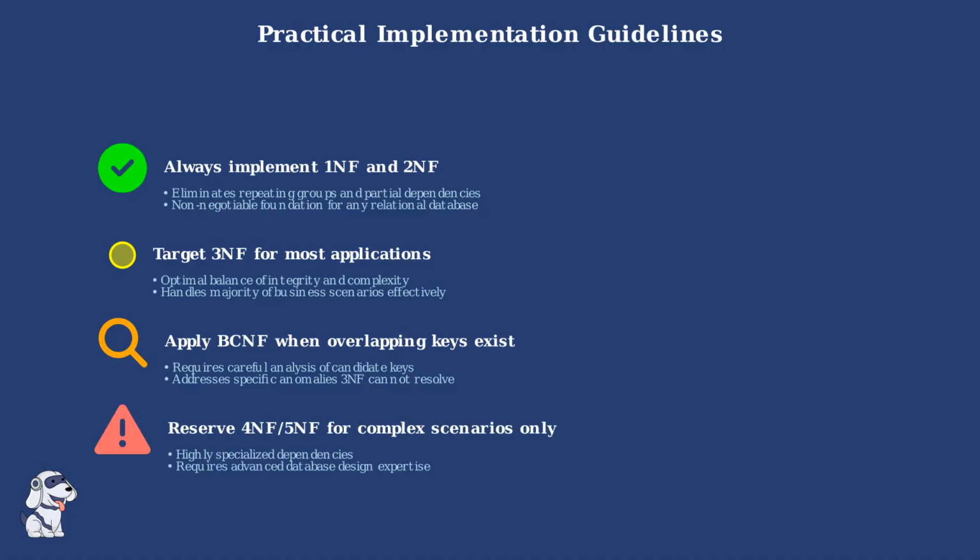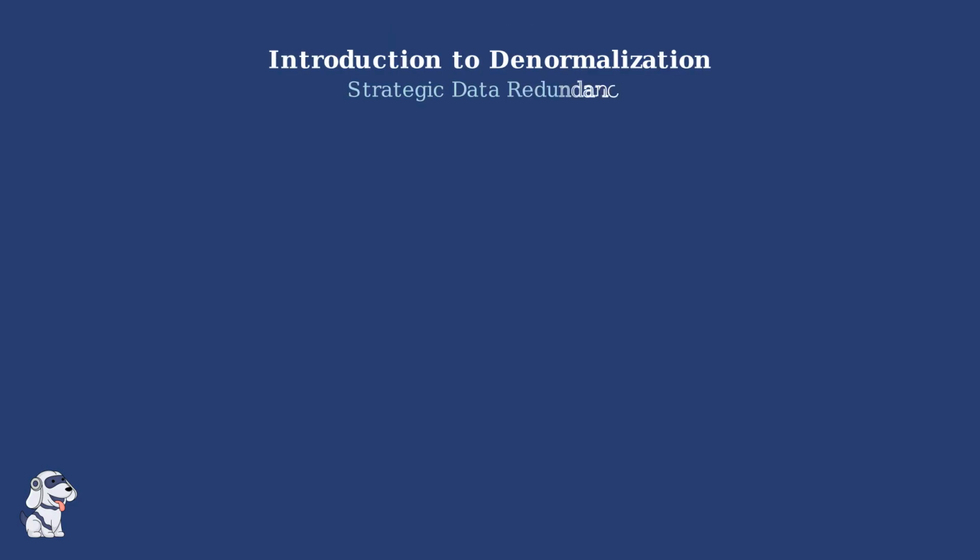Reserve fourth and fifth normal forms for truly complex scenarios with multi-valued or join dependencies. These are specialized cases that require advanced expertise and are rarely encountered in typical business applications. De-normalization represents a fundamental shift in database design philosophy. While normalization seeks to eliminate redundancy, de-normalization deliberately introduces it for strategic purposes.